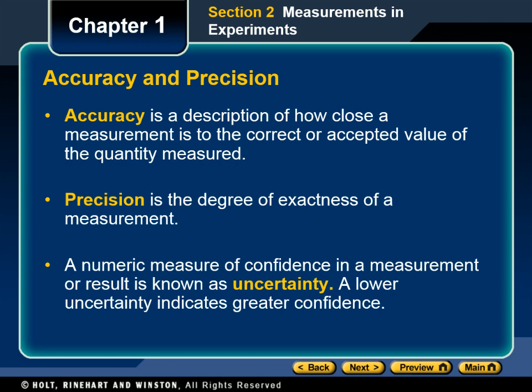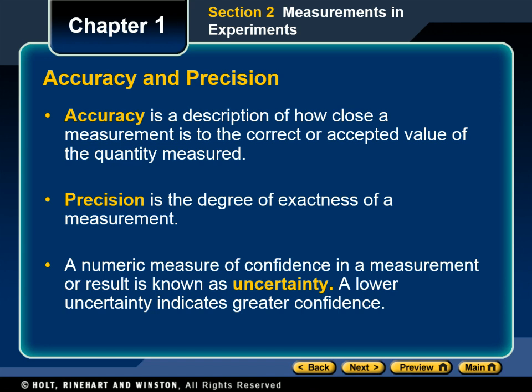But no measurement is perfect. In describing the imperfection of a measurement, one must consider both the accuracy, which describes how close the measurement is to the correct value, and the precision, which describes how exact the measurement is. Although these terms are often used interchangeably in everyday speech, they have specific meanings in a scientific discussion.